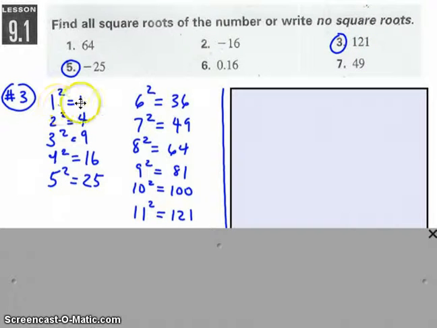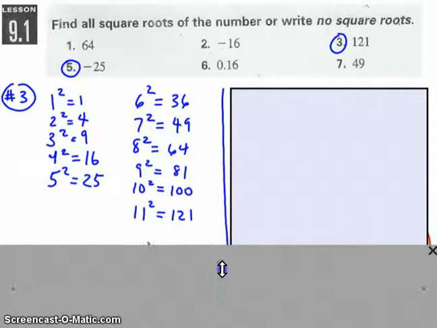You know that 1 squared is 1, 2 squared is 4, 3 squared is 9, all the way up to here, 10 squared equals 100. But wait a minute, they're asking us beyond 100. They're asking us for 121. So hopefully this isn't too much of a stretch for you to also realize that 11 squared equals 121.